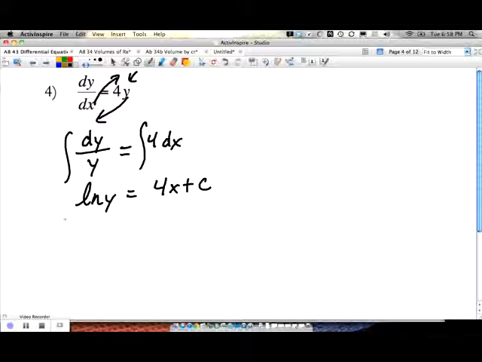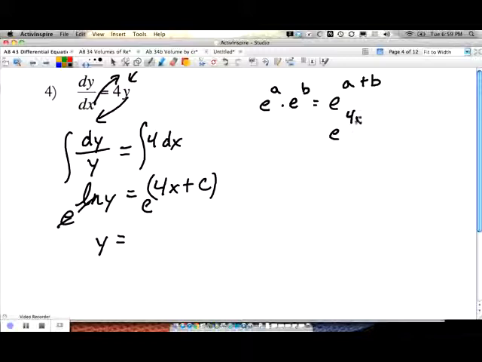Well, in order to get rid of this natural log, I need to use each of these as a power with base e on both sides. So the e and the natural log are inverse functions, they undo each other. That leaves me with y on the left. On the right, I have e to the 4x plus c. Now if you think about it, if I have e to some power a plus b, or for any base to any sum of powers, that was originally e to the a times e to the b.